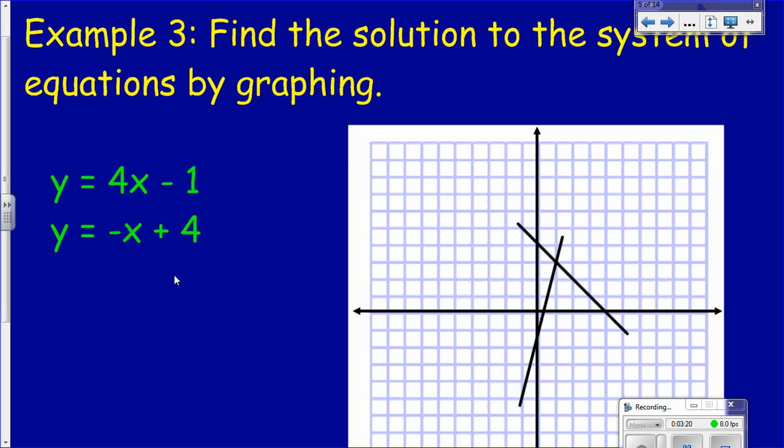So we're going to take 1 and 3, substitute it in for x and y. 4 times 1 is 4, minus 1 is 3. It works for our first one. Our second equation is negative x, so that would be negative 1 plus 4, and that is equal to 3. So again, we've graphed it correctly.